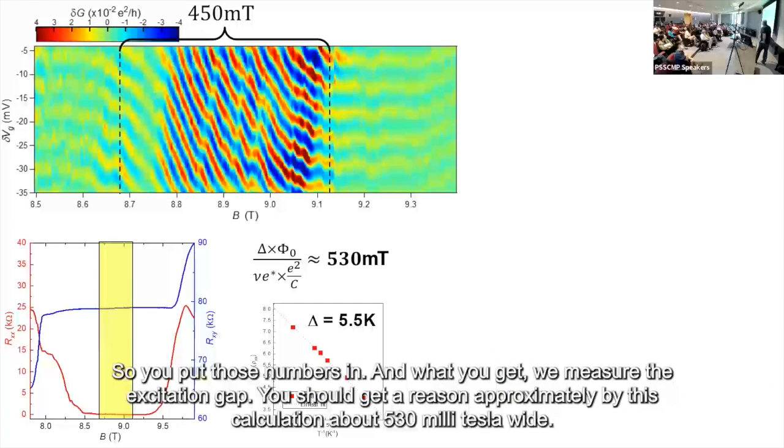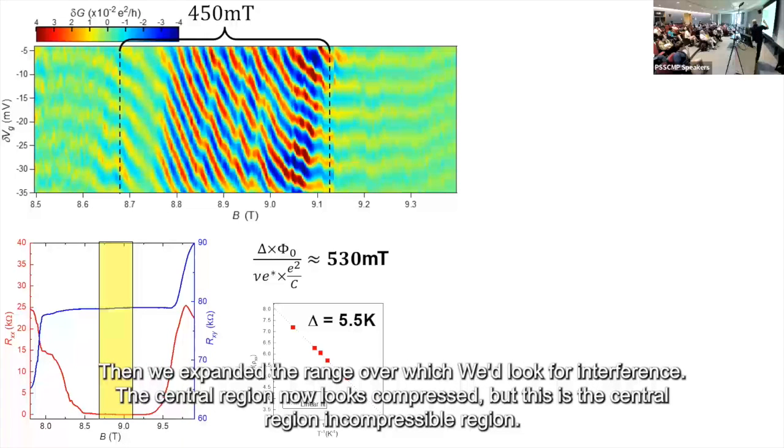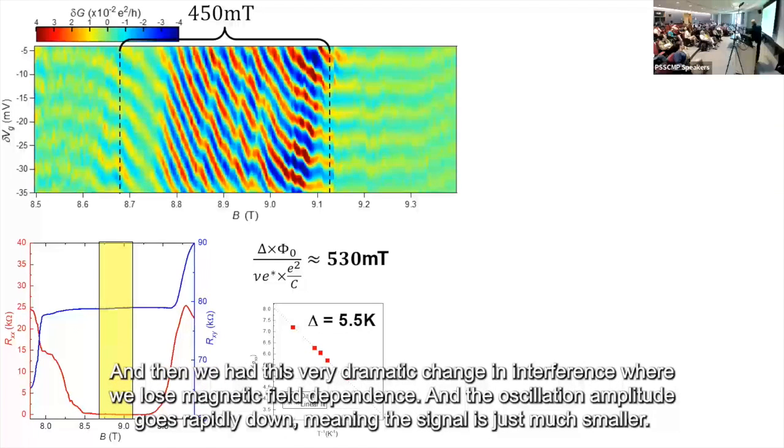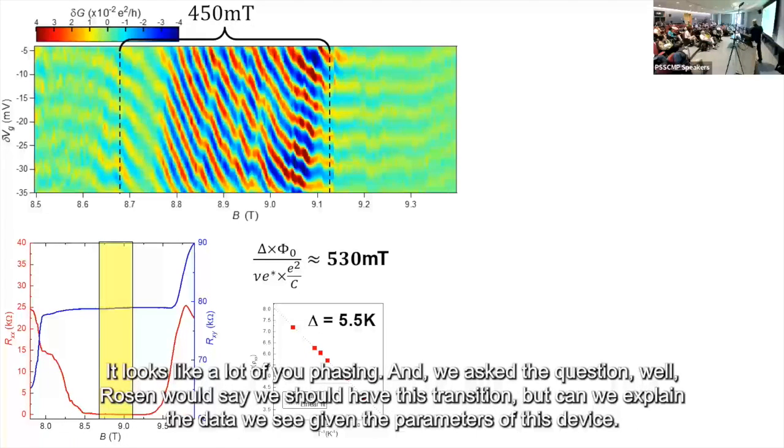So you put those numbers in, and we measured the excitation gap. You should get a region approximately, by this calculation, about 530 millitesla wide. Then we expanded the range over which we looked for interference. The central region, now it's compressed, but this is the central, incompressible region. And then we had this very dramatic change in interference where we lose magnetic field dependence and the oscillation amplitude goes rapidly down, meaning the signal is just much smaller. It looks like a large dephasing.